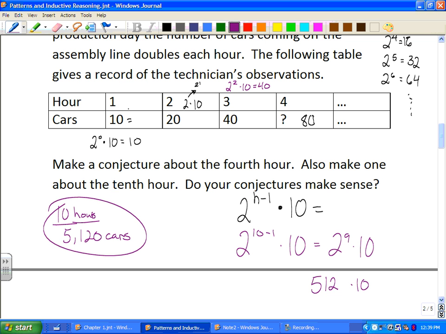Now, let's say the boss comes in and says, we're going to start working 12-hour days. How many cars can I produce? Is it an easy solution to tell him right now what it is? It is. 12 minus 1 is 11. 2 to the 11th power times 10.